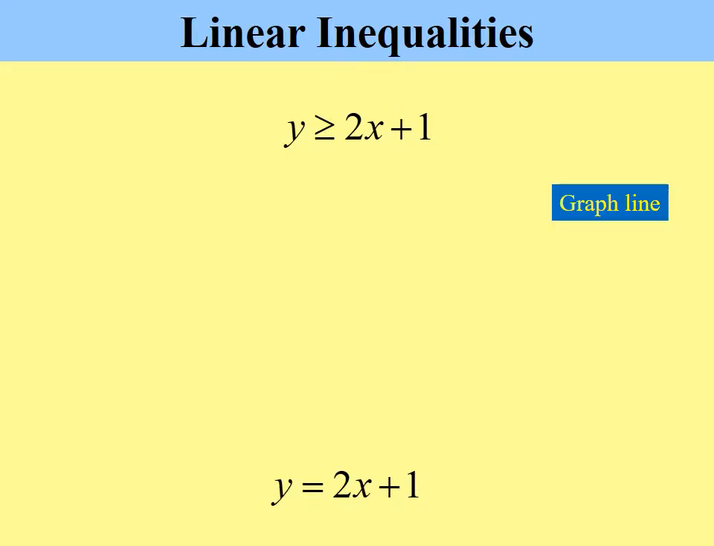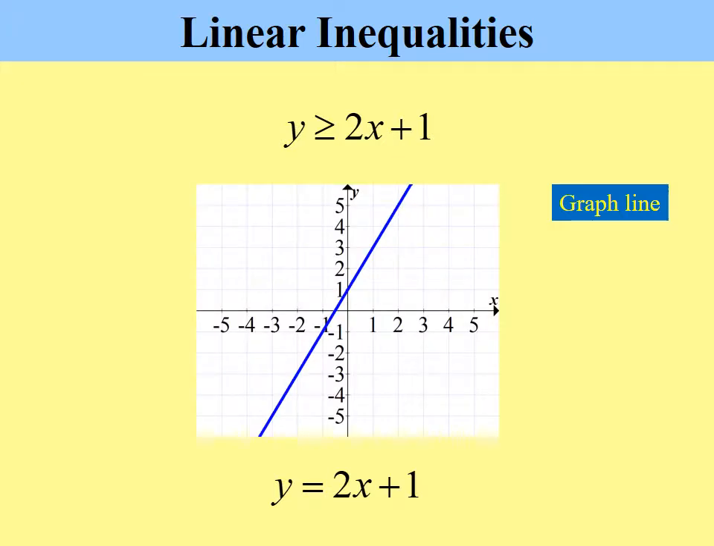Number one, we need to graph the associated line. You can see down here at the bottom, I've just written y equals 2x plus 1, which is like the inequality, but with an equal sign. Now to graph that, we know that the process would be to put a dot at 1 on the y-axis and then count up 2 and over 1 from that dot. And so that would be the graph of the line associated with the inequality.